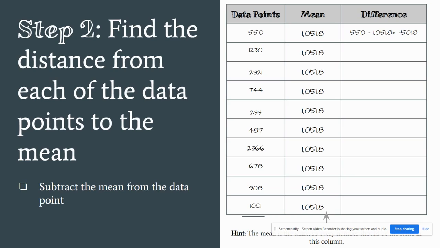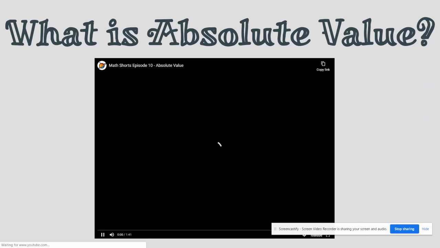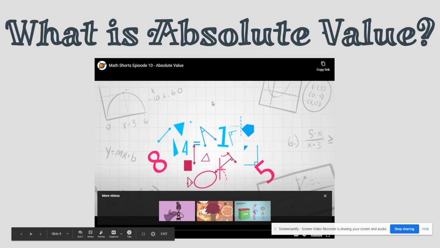If you still are having trouble with subtracting from negatives, make sure to check your answer with a calculator before moving on to the next step. I will continue until I get through all 10 problems subtracting the data point from the mean. Let's quickly review how to find absolute value in case you forgot.